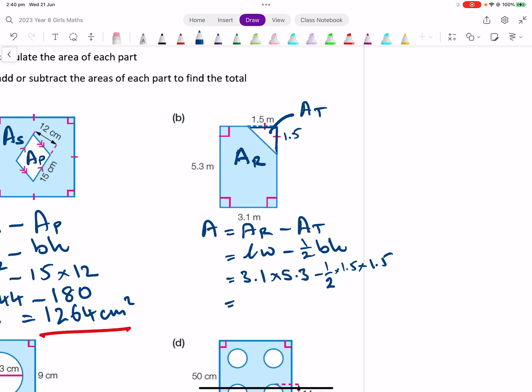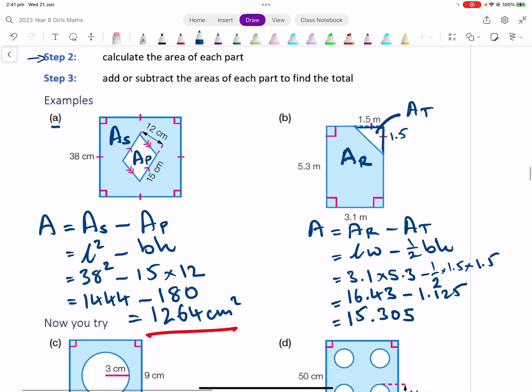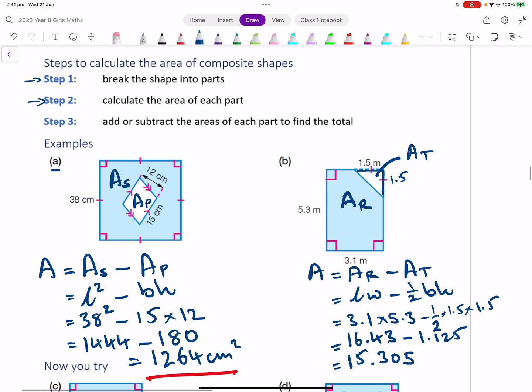All right. Hey Siri, what's 3.1 times 5.3? 3.1 times 5.3 is 16.43. Hey Siri, what is a half times 1.5 times 1.5? 1 divided by 2 times 1.5 times 1.5 is 1.125. Hey Siri, what's 16.43 minus 1.125? 16.43 minus 1.125 is 15.305. Actually 16.305. And how many decimal places were we asked for?